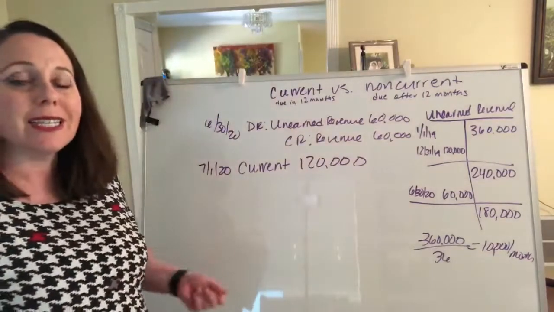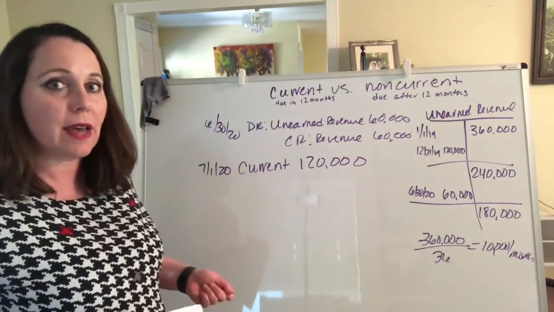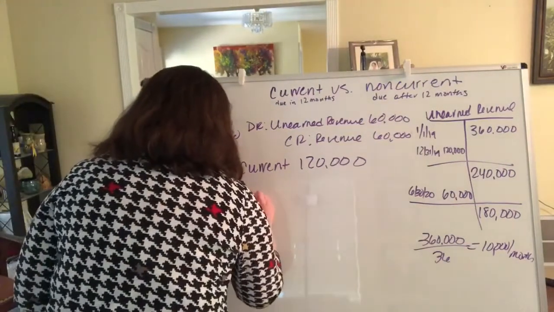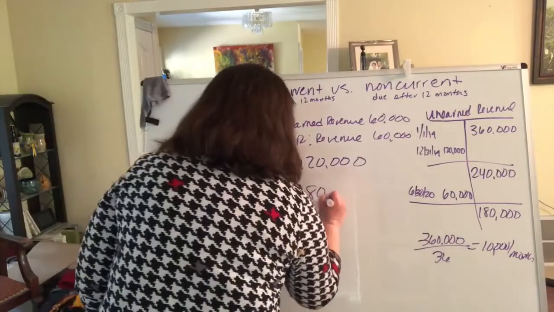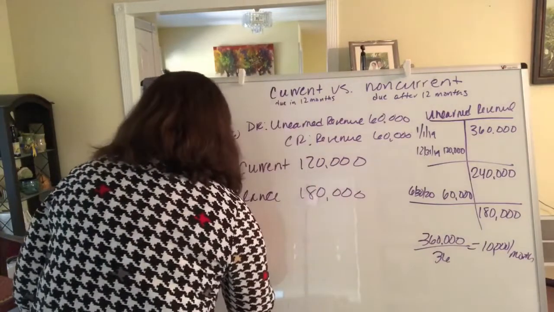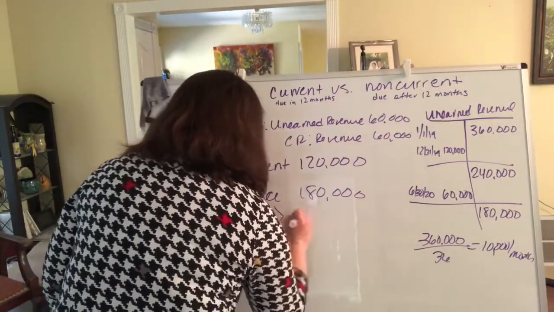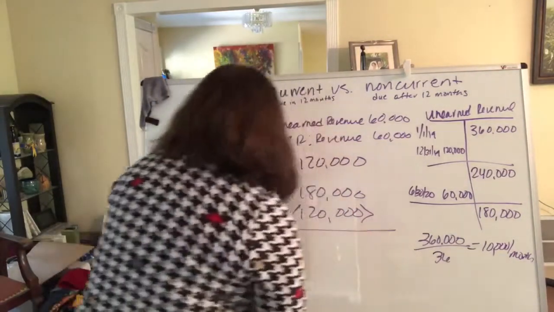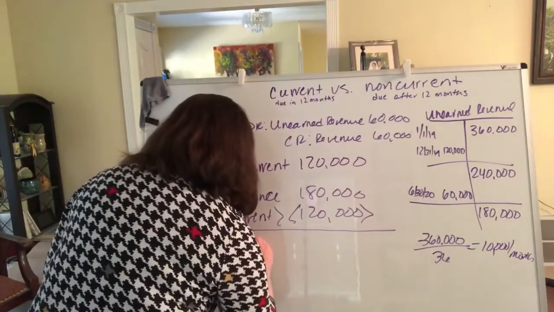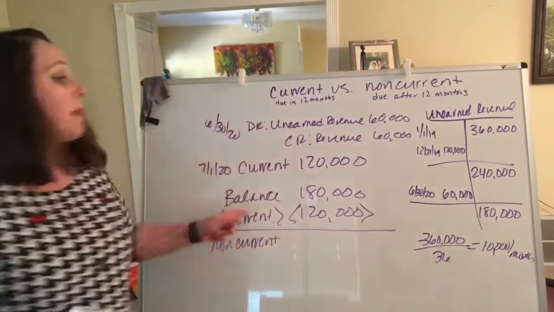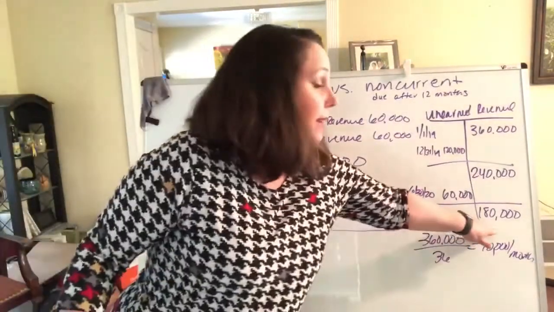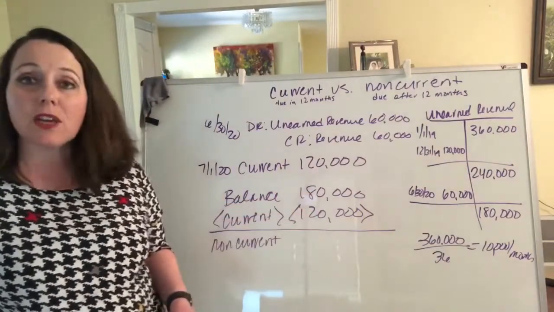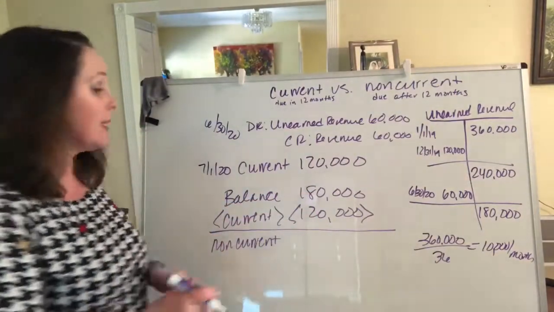That doesn't change until the entire balance gets below 120,000. Our non-current is the one that's getting smaller. So our balance is 180,000. Our current is still 120,000, so 180,000 minus 120,000 means our non-current is now 60,000.